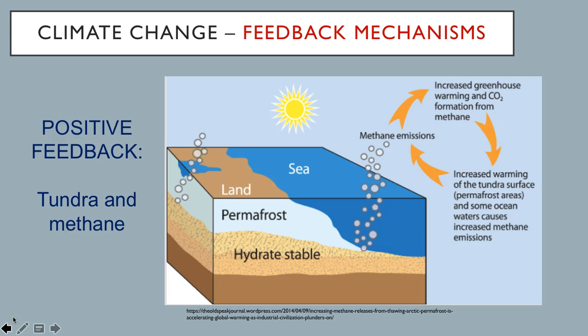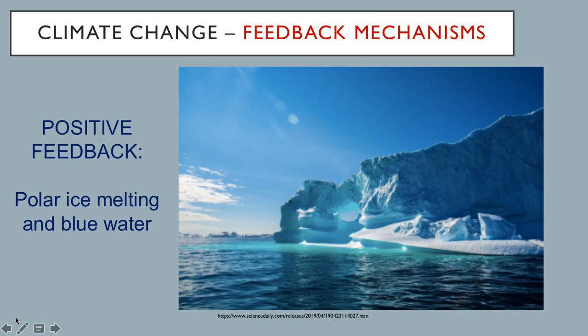Another positive feedback loop is in the tundra. When tundra temperature increases, methane is released from thawing permafrost. More methane in the atmosphere means more greenhouse gases, more trapping of heat, thus increased temperature, and so on. Another example of positive feedback is when the polar ice melts. It results in more blue water, which reflects less light. Less light reflected, so temperature increases. Increasing temperature melts more ice, which means more blue water and even less light being reflected, and so on.